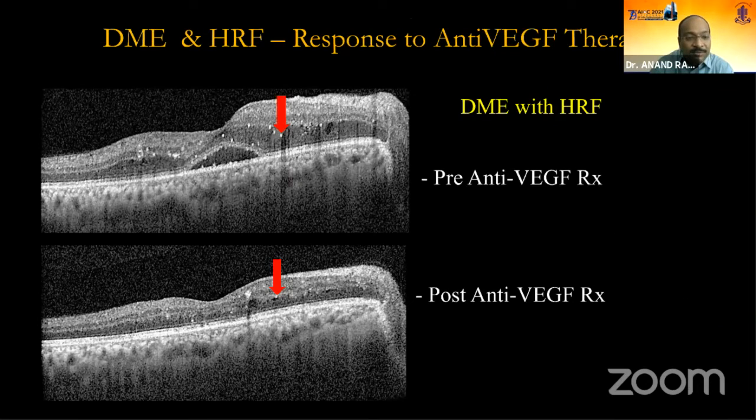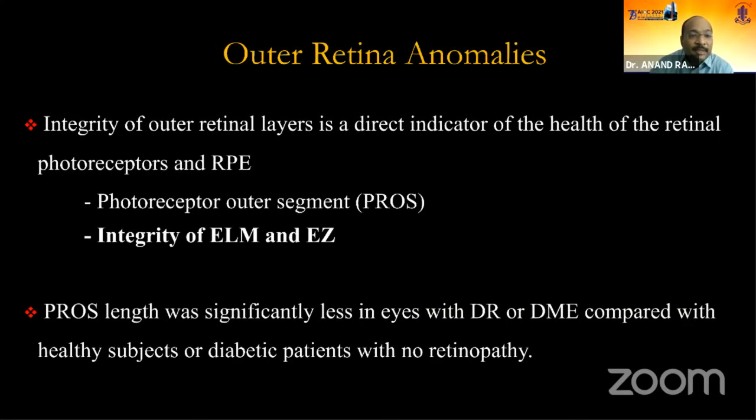In DR patients, we can see outer retinal abnormalities. Integrity of outer retinal layers is a direct indicator of the health of the retinal photoreceptors and RPE, photoreceptor length and integrity. So cone length was significantly lesser in eyes with diabetic retinopathy or DME compared with healthy subjects or diabetic patients with no retinopathy. So this is a case of chronic DME, where you can see progressive loss of the EZ and ELM over time without treatment.